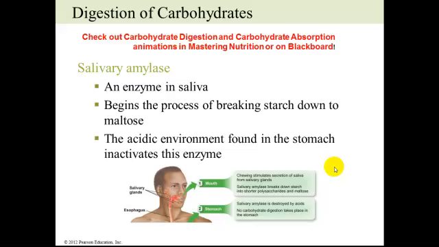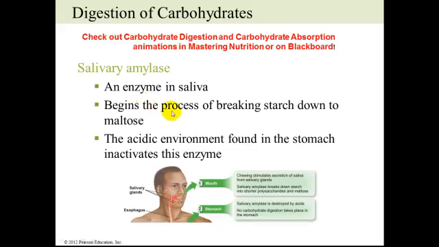Let's take a few moments now and just trace the path of digestion of carbohydrates. There are two very nice animations, one that is carbohydrate digestion and the other carbohydrate absorption. Both are available in Mastering Nutrition or have also been posted on Blackboard. So this process begins in the mouth. When you eat something that is carbohydrate in nature, there is an enzyme called salivary amylase. Right? Ending in -ase means that it's an enzyme. Salivary amylase is located within the saliva.